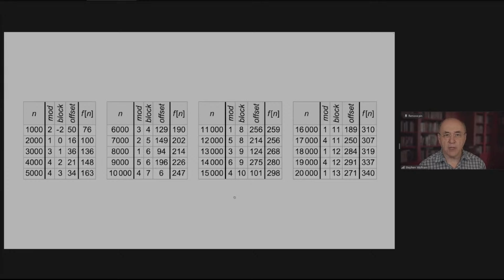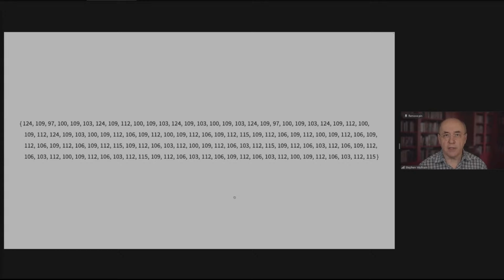But for n equals 2,000, it happens that we're at block 0 for the mod 1 subsequence. And the way things are set up, we just start by giving exactly the form of block 0 for each mod. So for mod 1, this is the block that we're indexing into to get the actual values of the function. Now for n equals 2,000, we have offset 16 within this block. So the final value of f of 2,000 is simply the 16th value in this list, which happens to be 100. f of 2001 is then simply the next element within this block, in this particular case 109, and so on until we reach the end of the block.